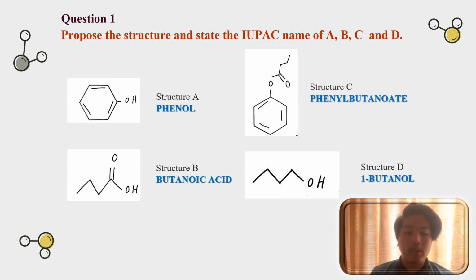Assalamualaikum. For the first question, which is to propose the structure and the IUPAC name for compounds A, B, C and D. For compound A, it is phenol, because when phenol reacts with bromine water, it will produce a white precipitate. And compound B is butanoic acid, because when we add phenol and butanoic acid, it will produce liquid C, which has C10H12O2. And the IUPAC name for compound C is phenyl butanoate. And for the last one, when butanoic acid undergoes catalytic hydrogenation, it will form 1-butanol. I think that's all for me. Thank you.